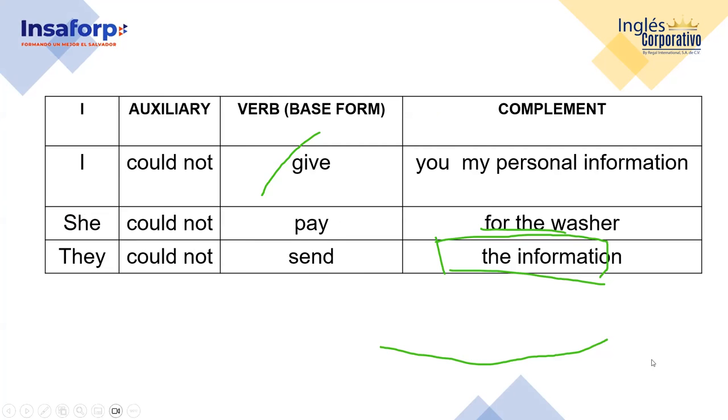Negative. I just add the negative form. Instead of saying could, I'm going to say could not. Or if I want to use it contracted, what am I going to say? Couldn't.